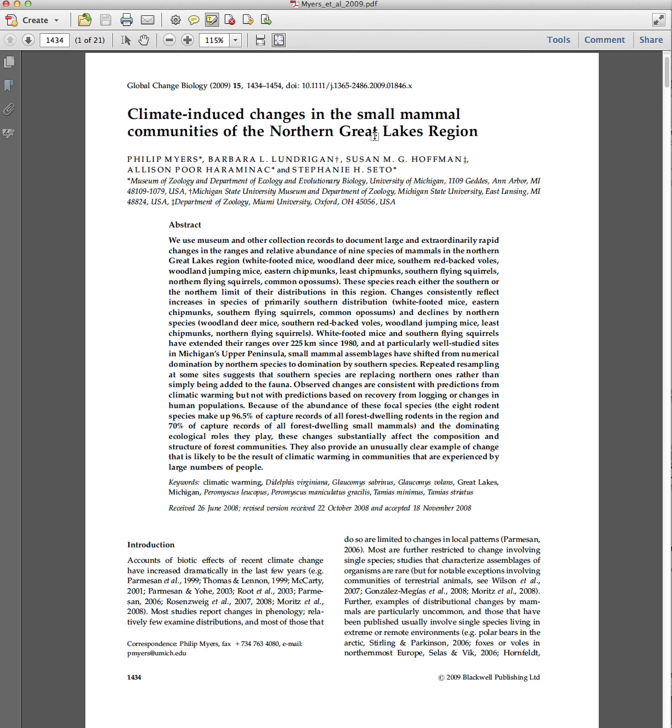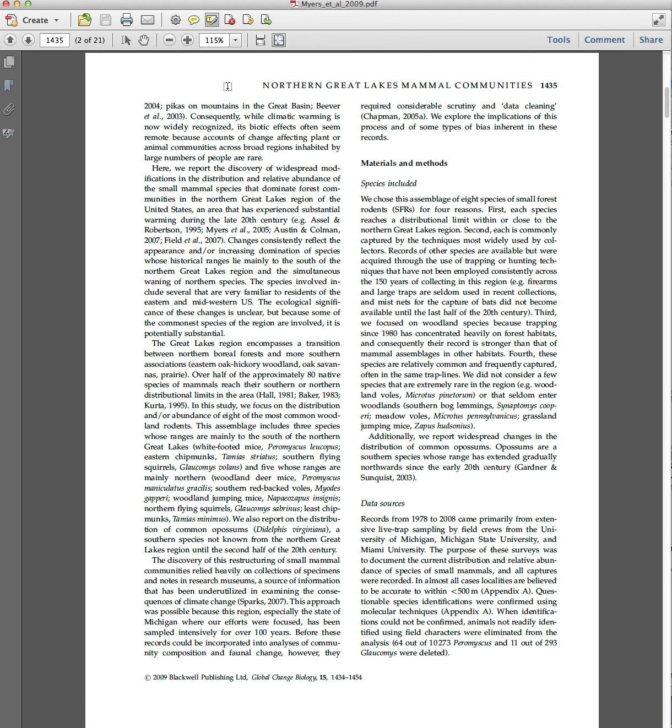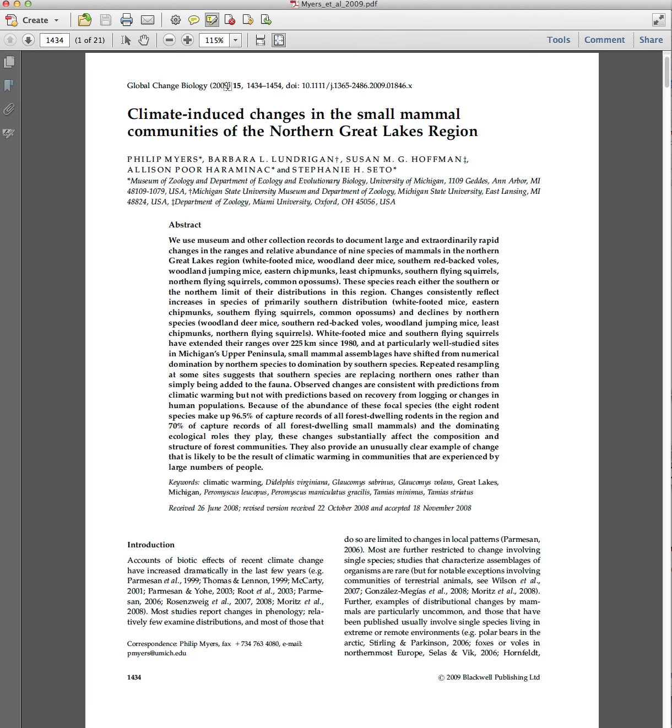Okay, so this is the paper. This is a paper out of a journal called Global Change Biology. This is a journal that publishes only primary literature, so this is work that has not been published before and is going to be done in much more detail. The writing, you're allowed to have a lot more of it. You can have a lot more pages, a lot more figures.